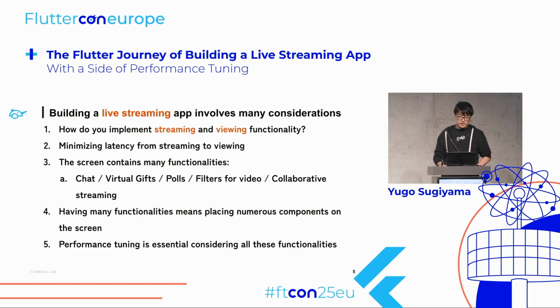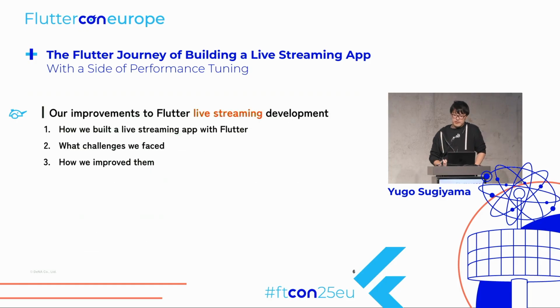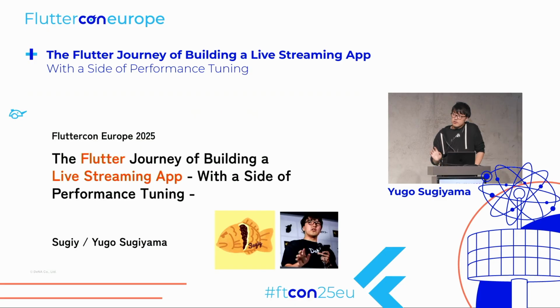and performance tuning, considering all these functionalities, is essential. Today, I'll talk about improvements to our Flutter live streaming application. Especially, I'll cover how we built a live streaming app with Flutter, what challenges we faced, and how we improved them. So let's start the talk: the Flutter journey of building a live streaming app with a side of performance tuning. I'll share these slides afterwards, so please don't worry about taking notes during the session.